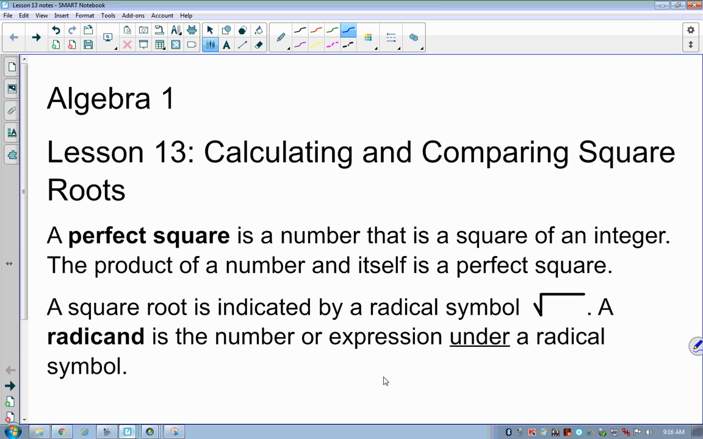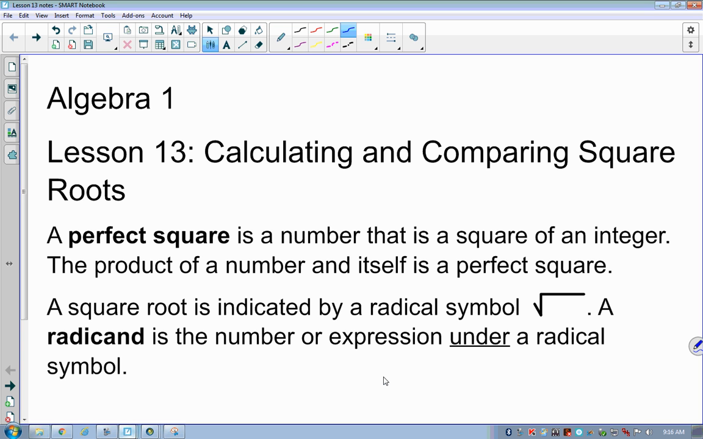But we're going to talk about square roots and perfect squares today, and I'm hoping that you're already fairly familiar with perfect squares and maybe some square roots. We're not going to talk about maybe the super complicated ones. I will show you a couple of tricks on how to simplify some square roots, because if you're introduced to that now, it's going to help you out later on. But a perfect square is a number that is a square of an integer. The product of a number in itself is a perfect square.